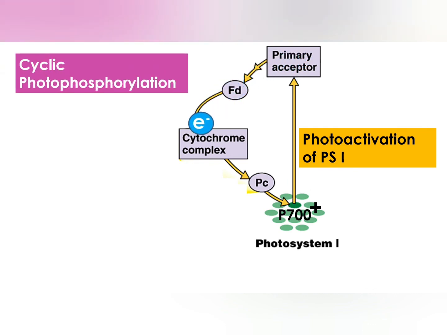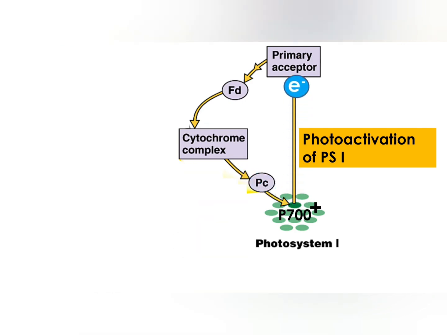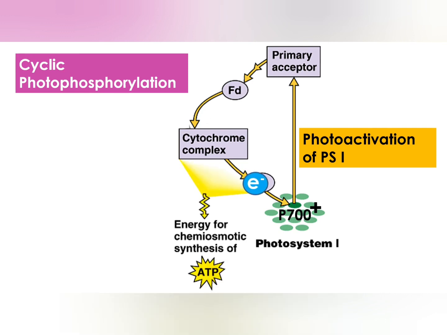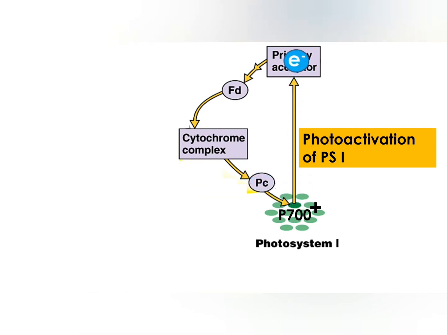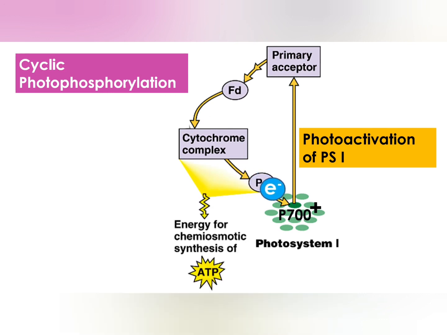Another important point to take note of is that light-dependent reaction with cyclic photophosphorylation does not involve photolysis of water, since it does not involve photosystem 2. The electron lost during photoactivation of P700 will be replaced with the same electron. So the final electron acceptor is P700+.